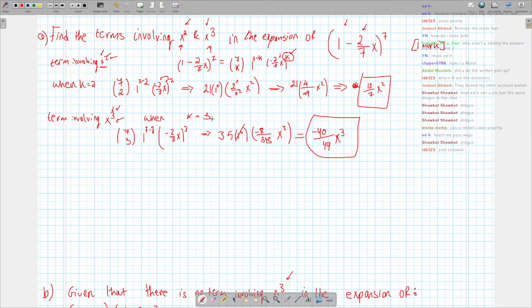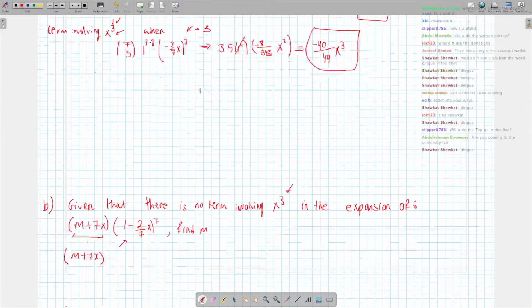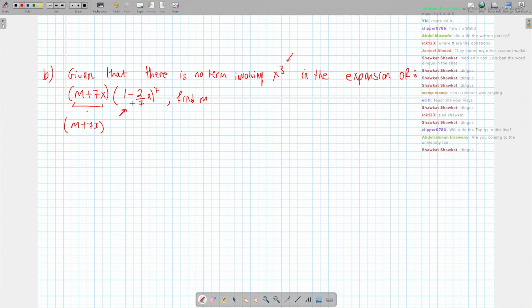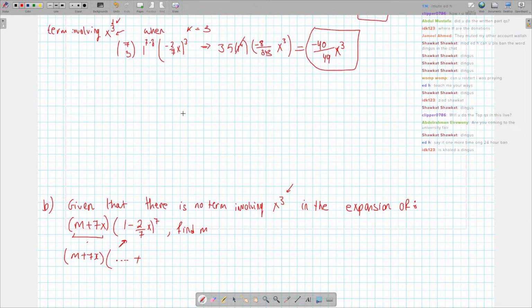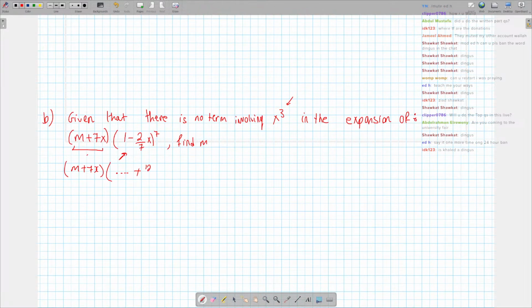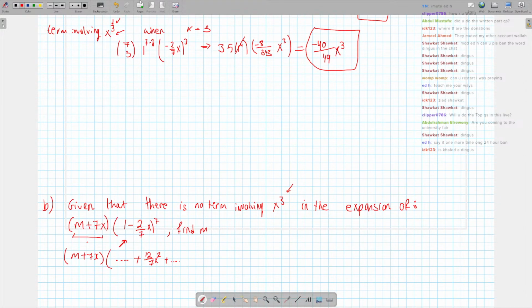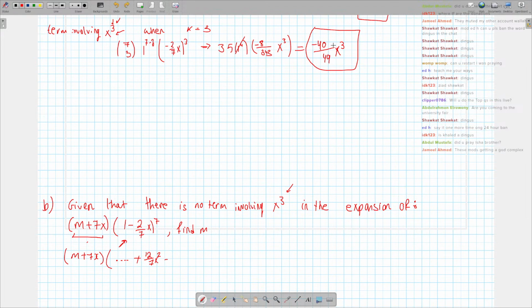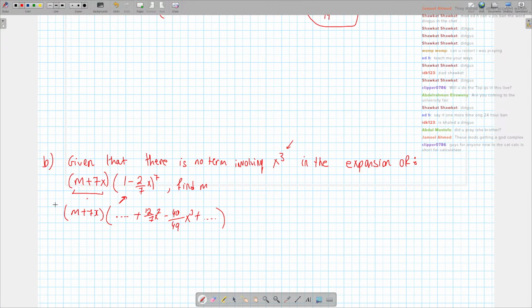They asked specifically to find the term involving x squared and x cubed in part A, because in part B you're going to use the terms involving x squared and x cubed, okay? If the regional gets you this question, just write plus the term involving x squared, which is 12 over 7 x squared, plus... You write the term involving x cubed, minus 40 over 49 x cubed, plus dot dot dot. Okay, so there are only two things you need here because they want you to get x cubed.